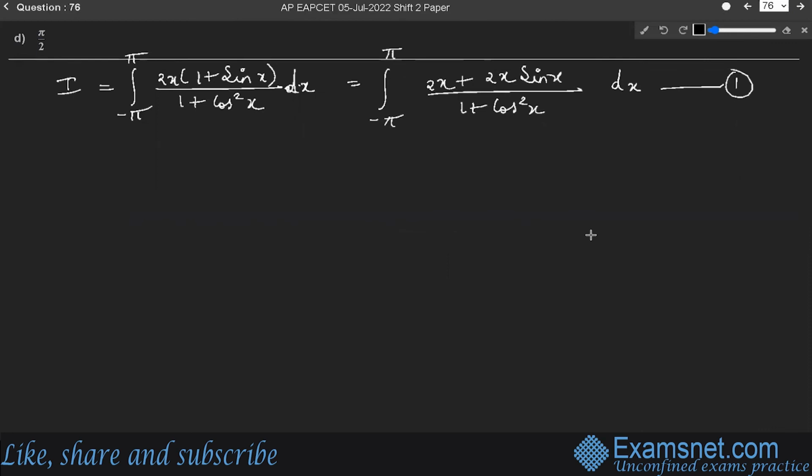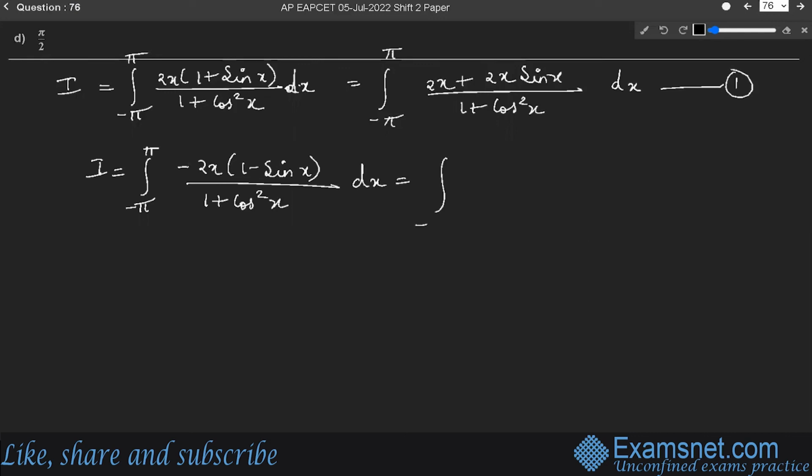Now, this can also be written as I is equal to integral of minus pi to pi minus 2x into 1 minus sine x. Taking minus 2x common, the remaining terms will be 1 minus sine x divided by 1 plus cos square x dx, which will be equal to integral of minus pi to pi minus 2x plus 2x sine x divided by 1 plus cos square x dx. Let this be equation number 2.